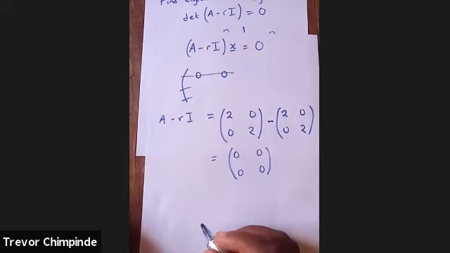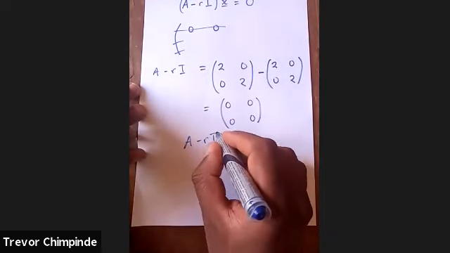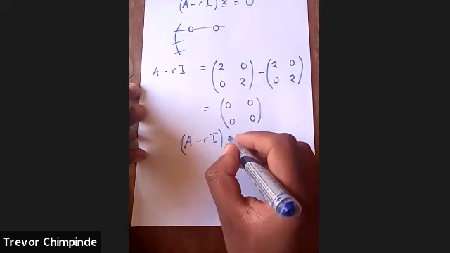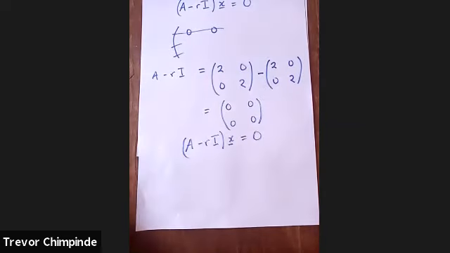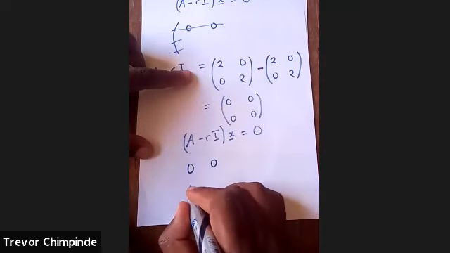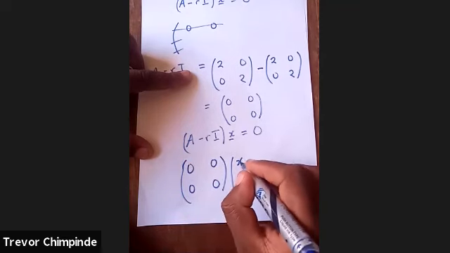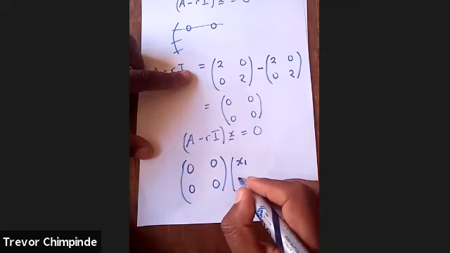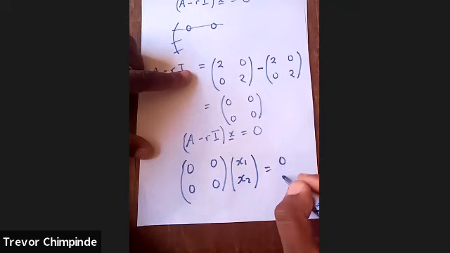So if you are solving for this in this case, what you're actually getting is 0, 0, 0, 0, times x1, x2, is equal to 0, 0.